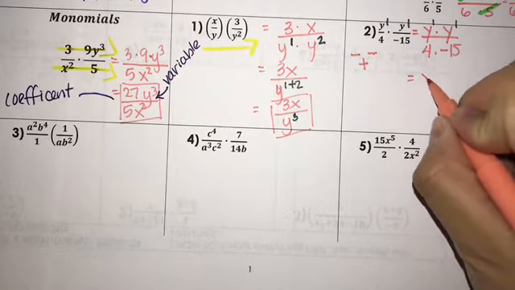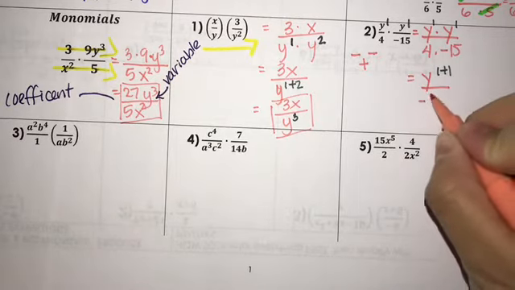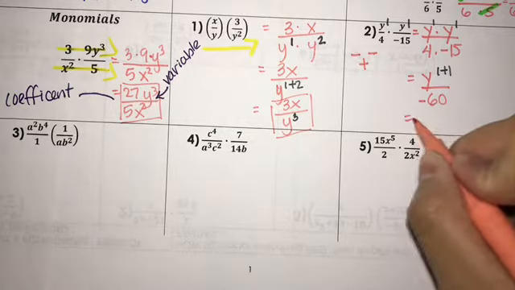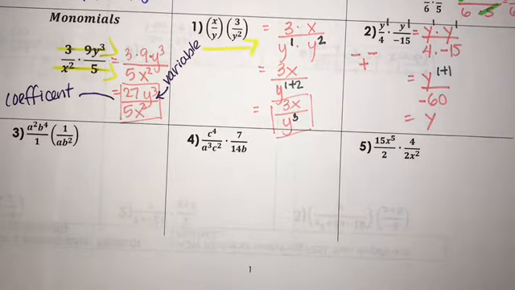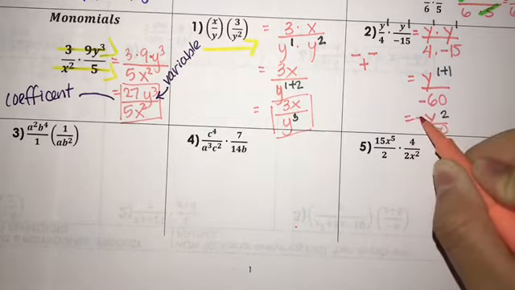So my solution is going to be y to the 1 plus 1, because it's the same base, divided by negative 60, which equals y to the second divided by 60 with the negative out in front.